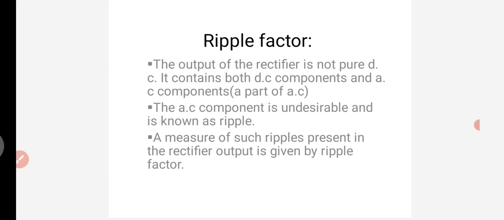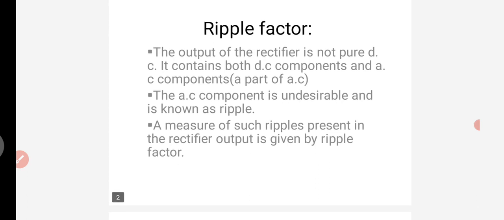That means when we use a rectifier to convert the signal into DC, it is not converting the AC signal completely into DC. Some part of the AC signal is also present along with the DC signal. That part of the AC component is undesirable, so that AC component is known as ripple. The measure of ripple present in the rectifier output is given by the ripple factor.